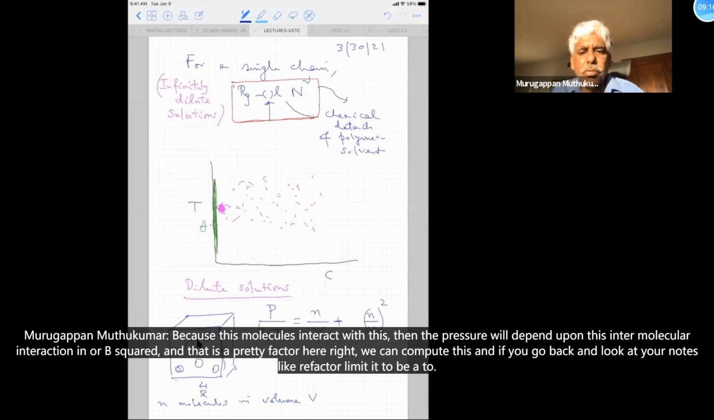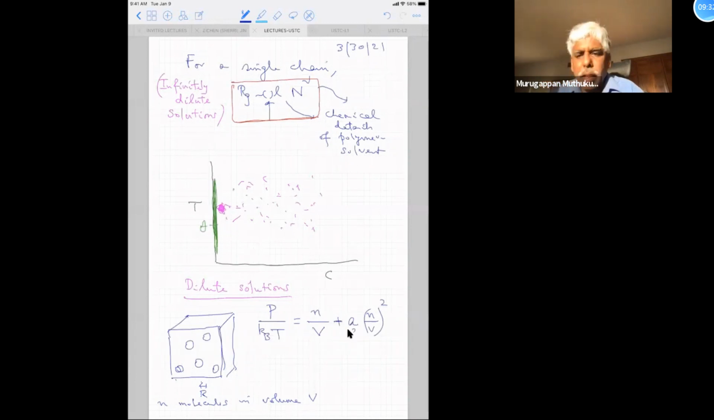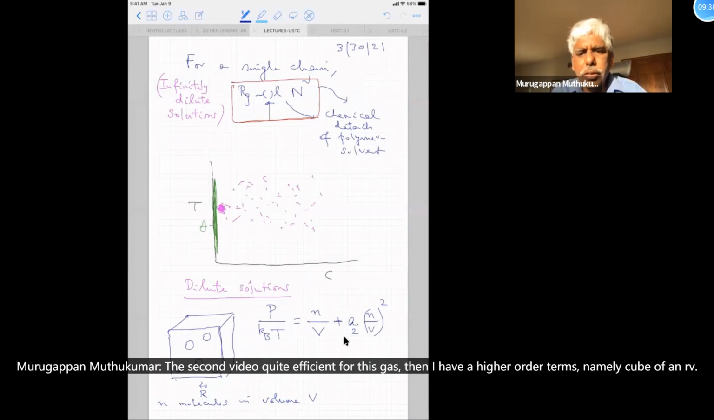Because this molecule interacts with this one, the pressure will depend upon this intermolecular interaction, N over V squared, and then there's a prefactor here, right? We can compute this. And if you go back and look at your earlier notes, that prefactor, let me write it to be A2. A2 is the second virial coefficient for this gas.